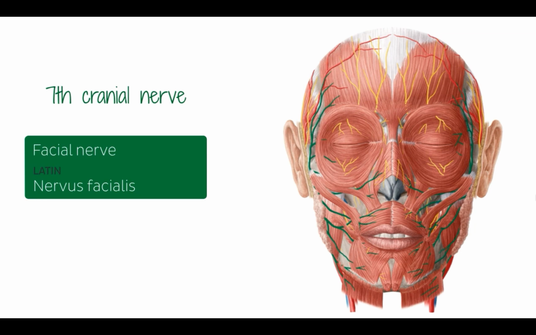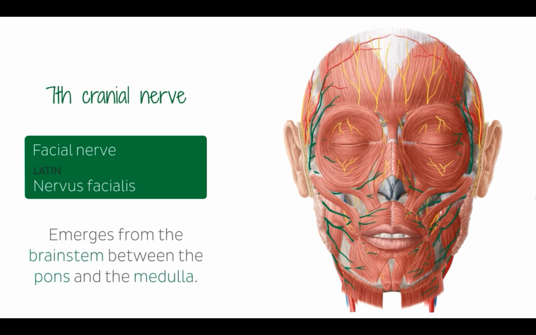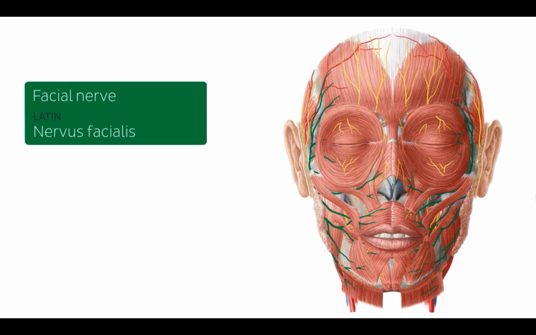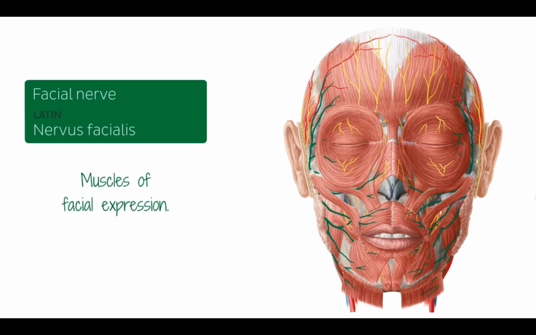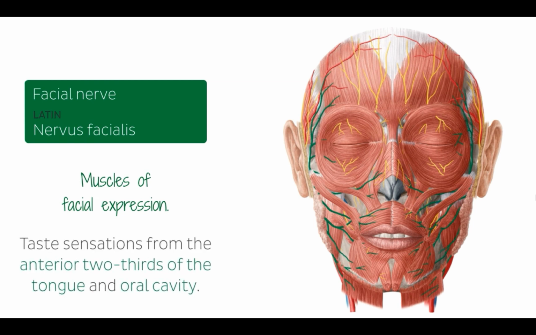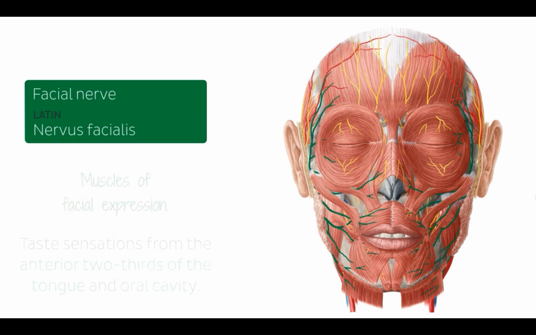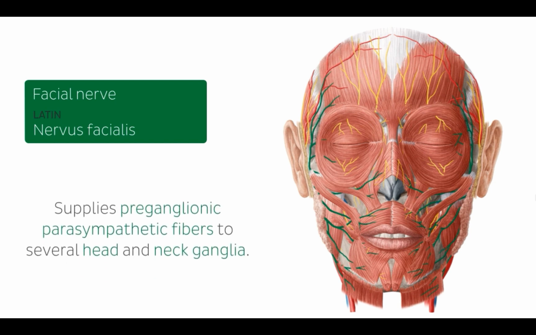The facial nerve emerges from the brain stem between the pons and the medulla. This nerve is going to be controlling the muscles of facial expression. And it functions in the conveyance of taste sensation from the anterior two-thirds of the tongue and oral cavity. This nerve is also going to be supplying the preganglionic parasympathetic fibers to several head and neck ganglia.